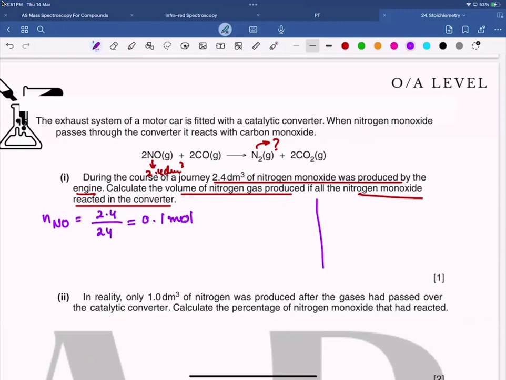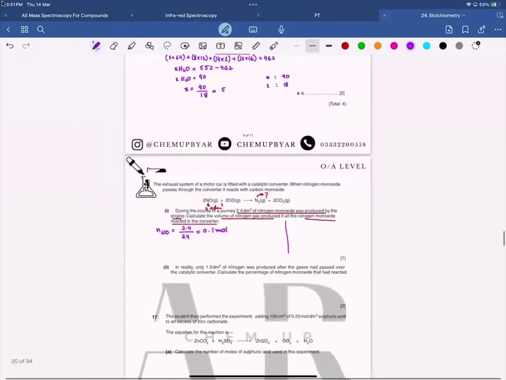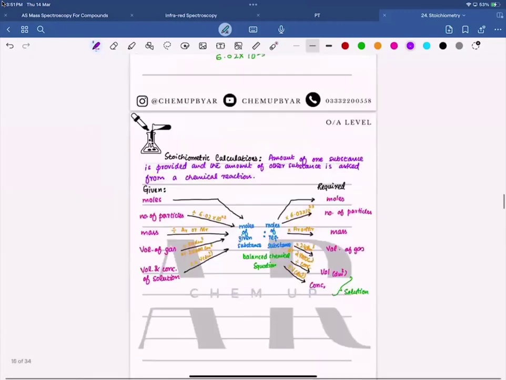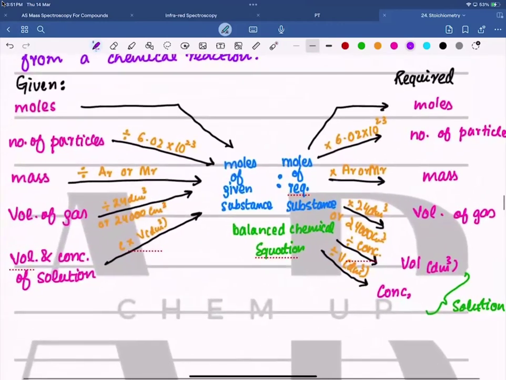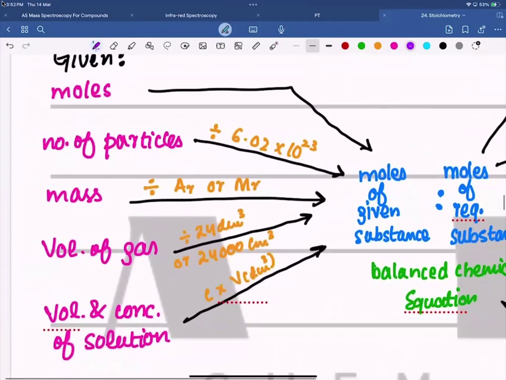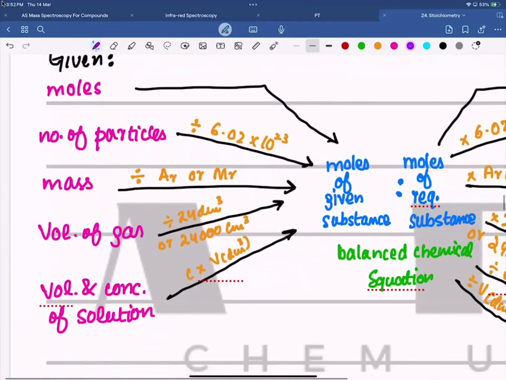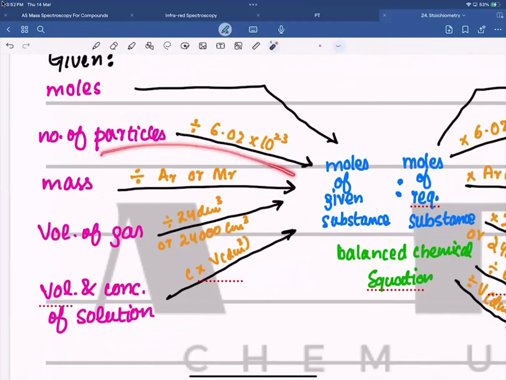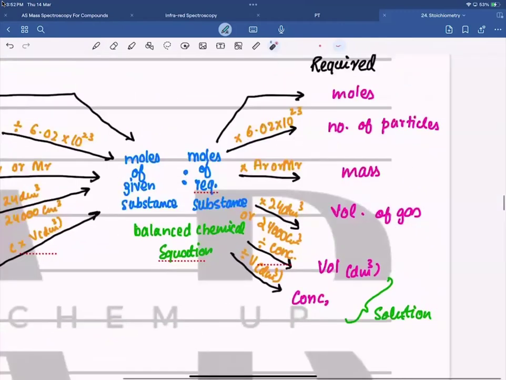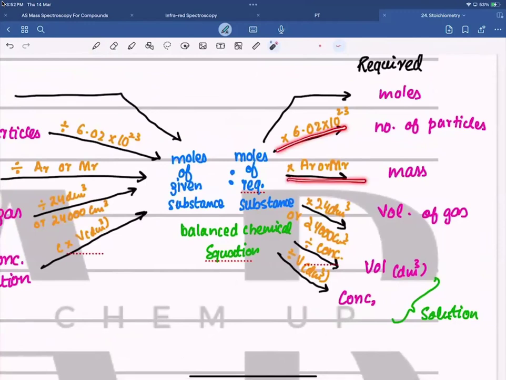Okay, so we got the moles. And that's why I have made this spiral-like diagram. In this, if you see, every formula is written for every conversion. If you are given the number of particles, how will you convert it into moles? If you have a mass, how will you convert it into moles? If you have a volume of gas, what will you do? If you have a volume and concentration of solution, what will you do? In the same way, when you have to convert from moles into these quantities, which expression will you use?